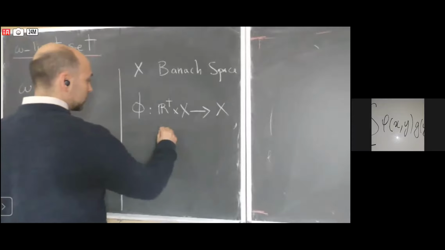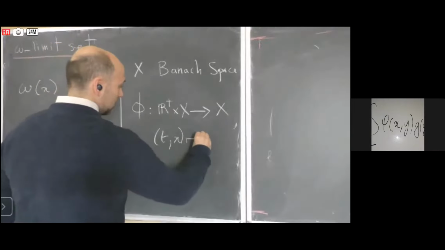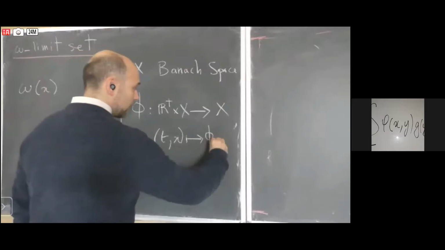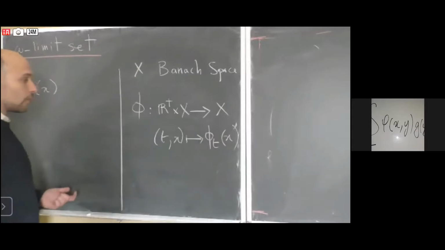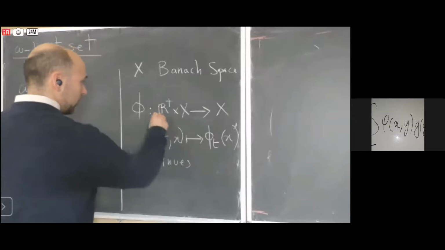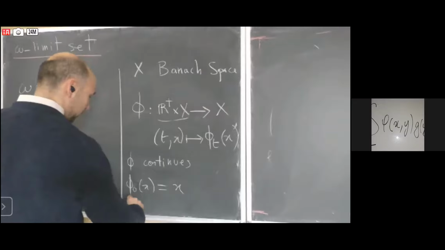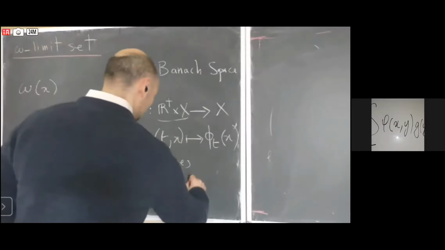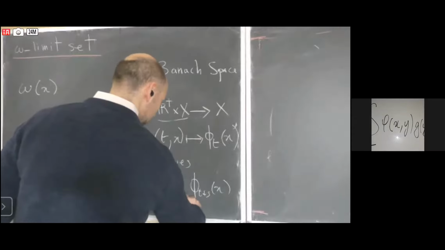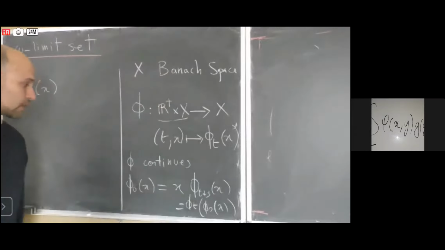At each t and X it associates a value in X which is phi of t of X. And phi is continuous there, and phi 0 of X equals X, and also phi of t plus s of X equals phi of t of phi of s of X. So this is generally called a dynamical system.